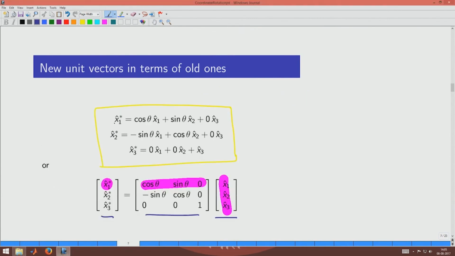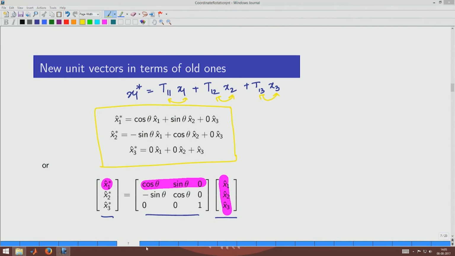When we look at the expression here, let us just write x1 star, and we write this as T11 x1 plus T12 x2 plus T13 x3. You can see that there is a summation taking place, and that is over the second index here. So, we could use the subscript notation to indicate it. When we have a dummy index in the second position of T, we get the summation implied by the subscript notation itself. That is what we are going to do here.